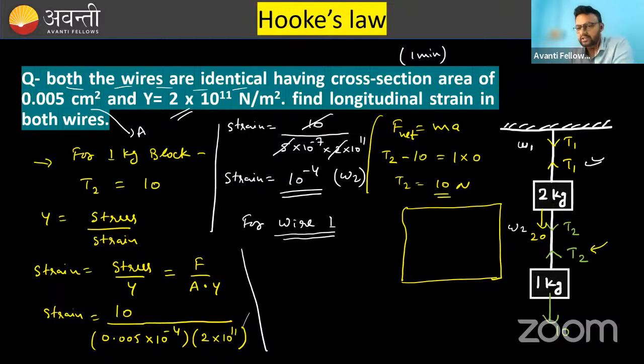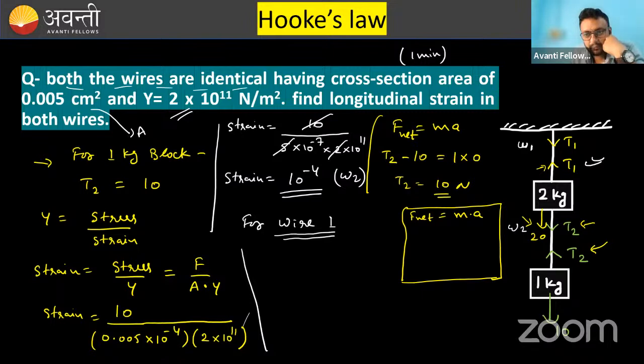Okay. Just have a look at that 2 kg block. How many forces are acting on the 2 kg block? One is T1 in the upward direction, this T1. Another is T2 in the downward direction, and another is 20 in the downward direction. What I have told you is that F net is equal to mass into acceleration. Is it clear? What is the acceleration of this 2 kg block? It is hanged from the ceiling, so it's not moving. It has zero acceleration.